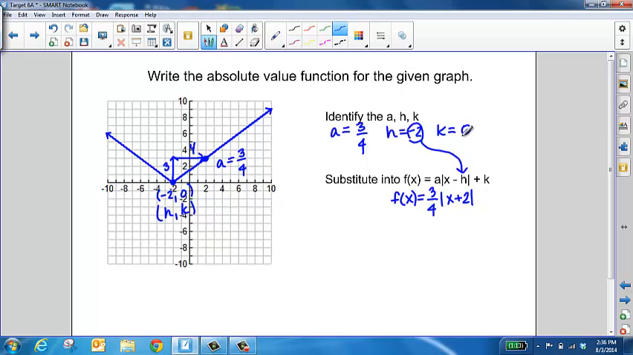And then since there is no k value, or we have a k value of 0, we could substitute in the 0 and put plus 0 at the end, or we could just leave our function as is. So the function for the graph on the left is f of x equals 3/4 times the absolute value of x plus 2.